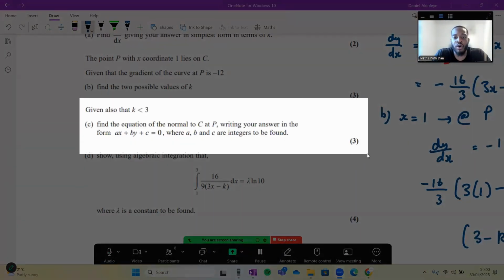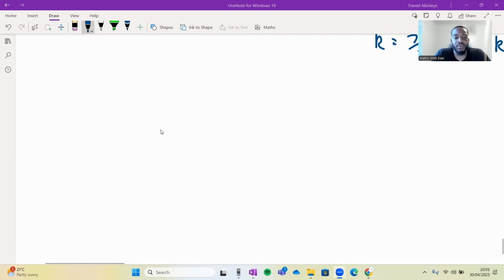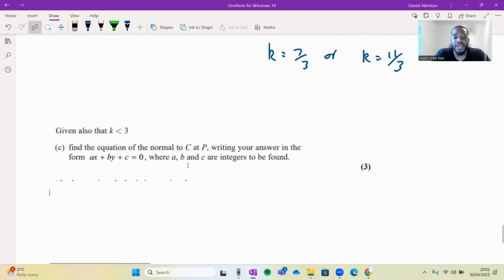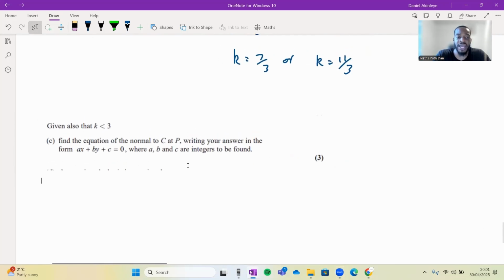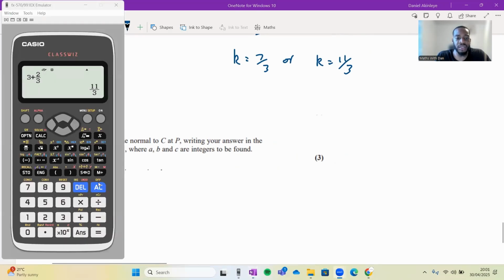So what have we figured out in part B? We figured out the two possible values that k could be, right? But they've given us a bit more information. They've said that k is less than 3. Well, are any of these less than 3? Well, let's find out. 11 over 3 is just a little bit less than 12 over 3, isn't it? Yeah, exactly, that's 3.6 recurring. And then obviously this one here is 2.3 recurring, right?